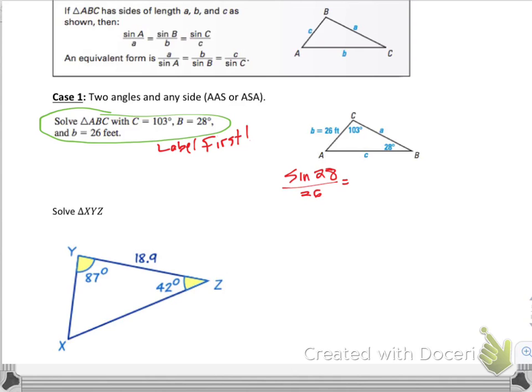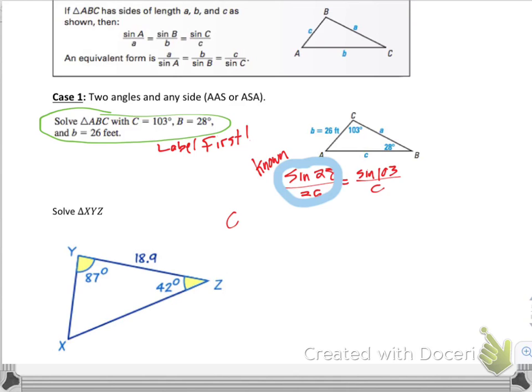The thing you need is, like I said, an angle and its side opposite that's given. You have to know at least one ratio in order to complete it, set it equal to some other ratio, and then ultimately solve a proportion. So I have to have one that's known. I got 28 and I got 26: 28 degrees on the side of 26 feet. So that ratio, sine of 28 over 26, set equal to the sine of an angle over its opposite side of my choice. I'll choose this angle C and side C. So sine of 103 over C.